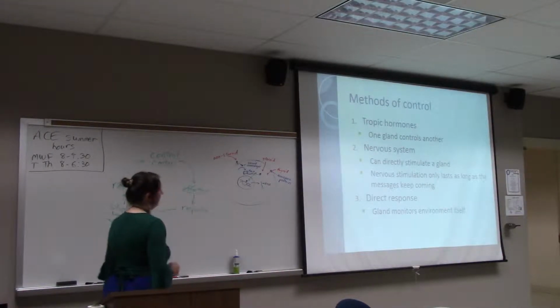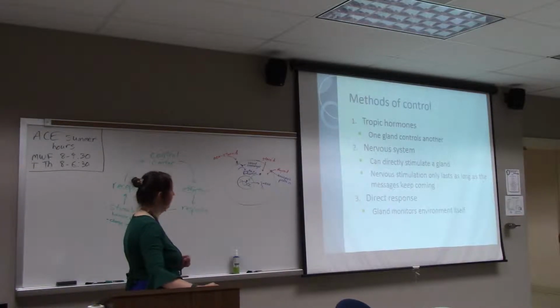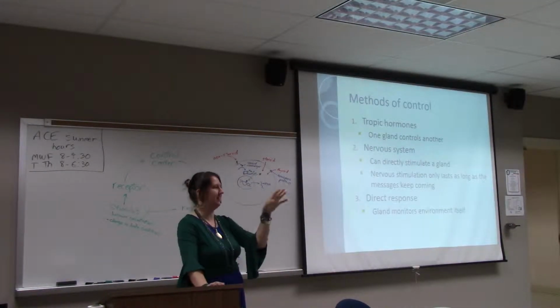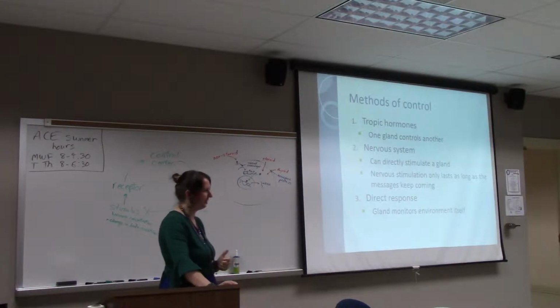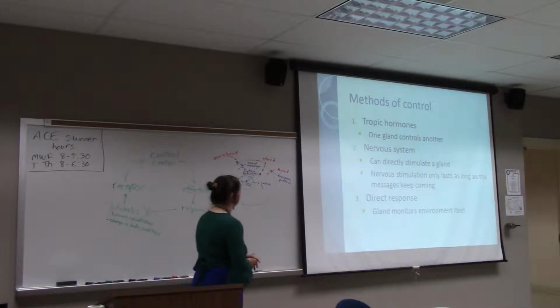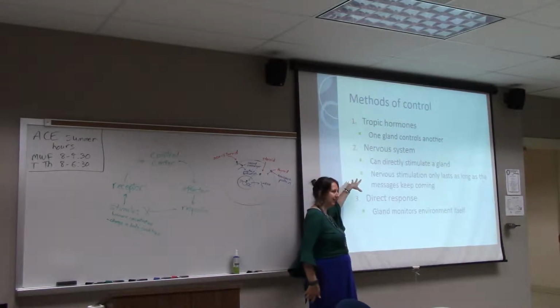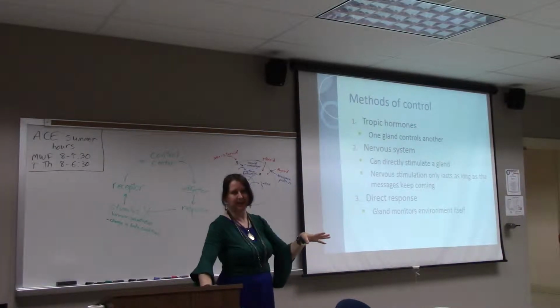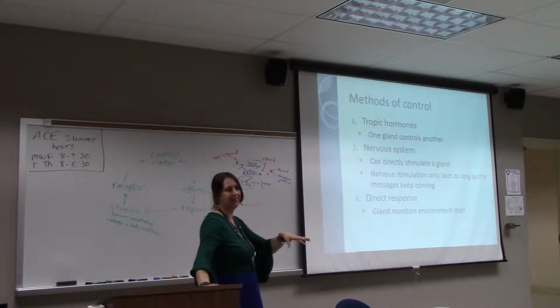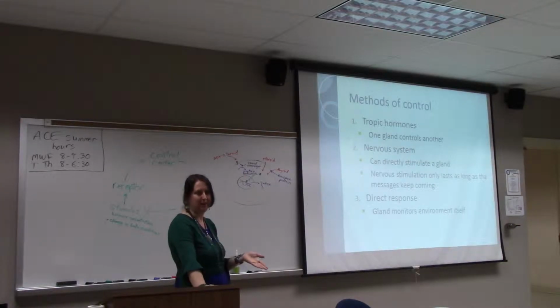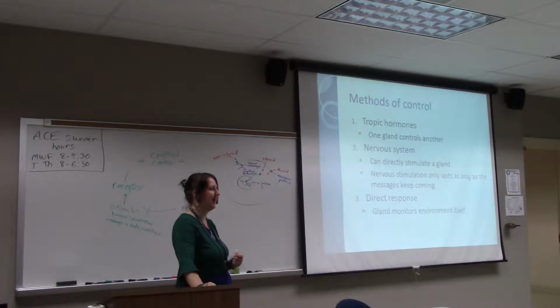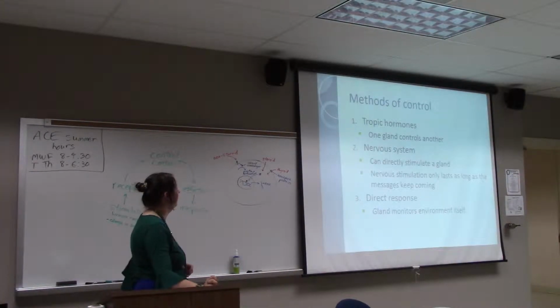In some cases, the nervous system can directly stimulate a gland. And this will be short-lived, where we're just going to spit out some of this hormone while the signal's coming in, and then we stop. A big place you see this is epinephrine or adrenaline. The sympathetic nervous system stimulates the adrenal medulla, which is what makes epinephrine. And then the epinephrine enhances those sympathetic effects. We'll talk more about epinephrine coming up.